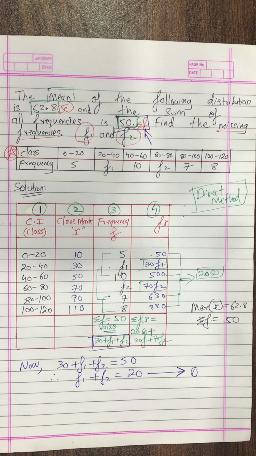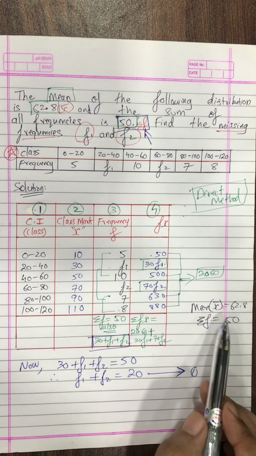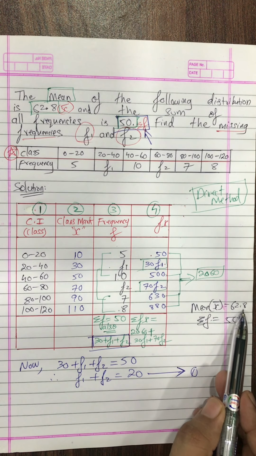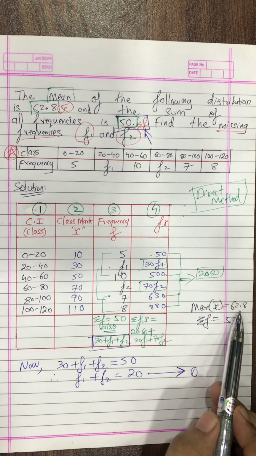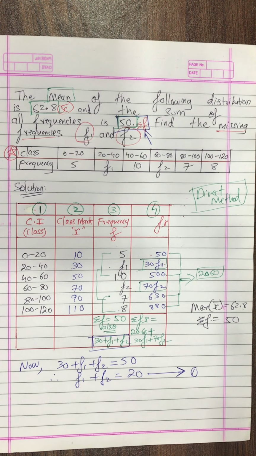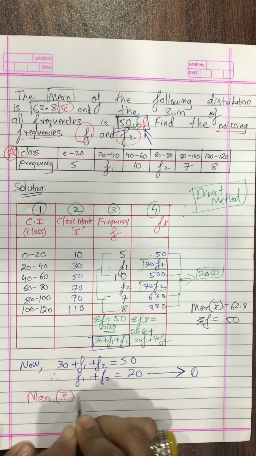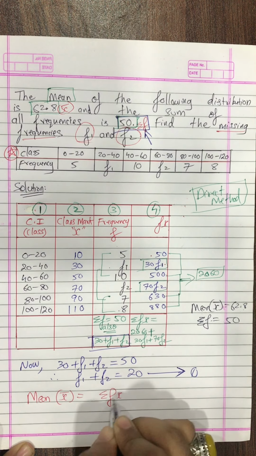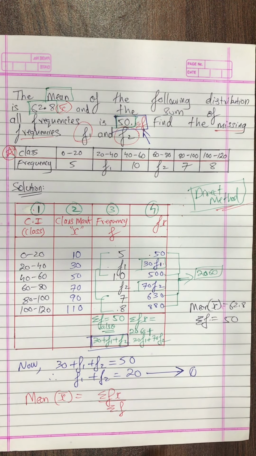So now let's see some condition to find equation 2. Here I can apply the formula of mean because mean is already given to me as 62.8. Understanding, students? So let me apply the formula for mean. Mean x bar, what's the formula? Summation fx upon summation f, because we are doing it with the direct method. Now, students, I already know the value of this mean.